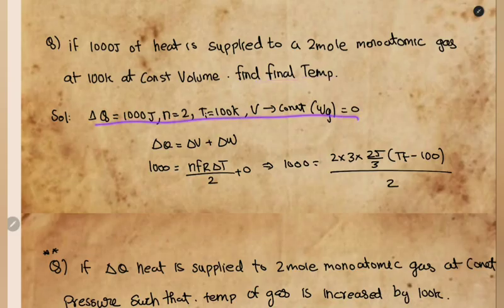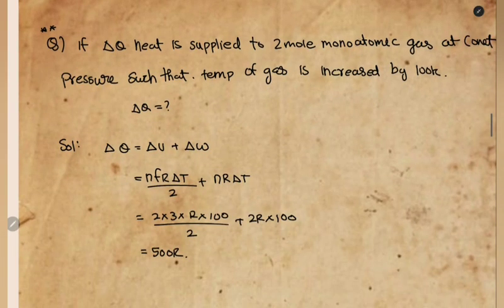It's easy, right? Use the thermodynamics first law, and you can write 100 is equal to nF R delta T by 2, which is the formula for an isochoric process. Then you can separate delta T as final minus 100 and find the answer. The next question is a very important and interesting question.